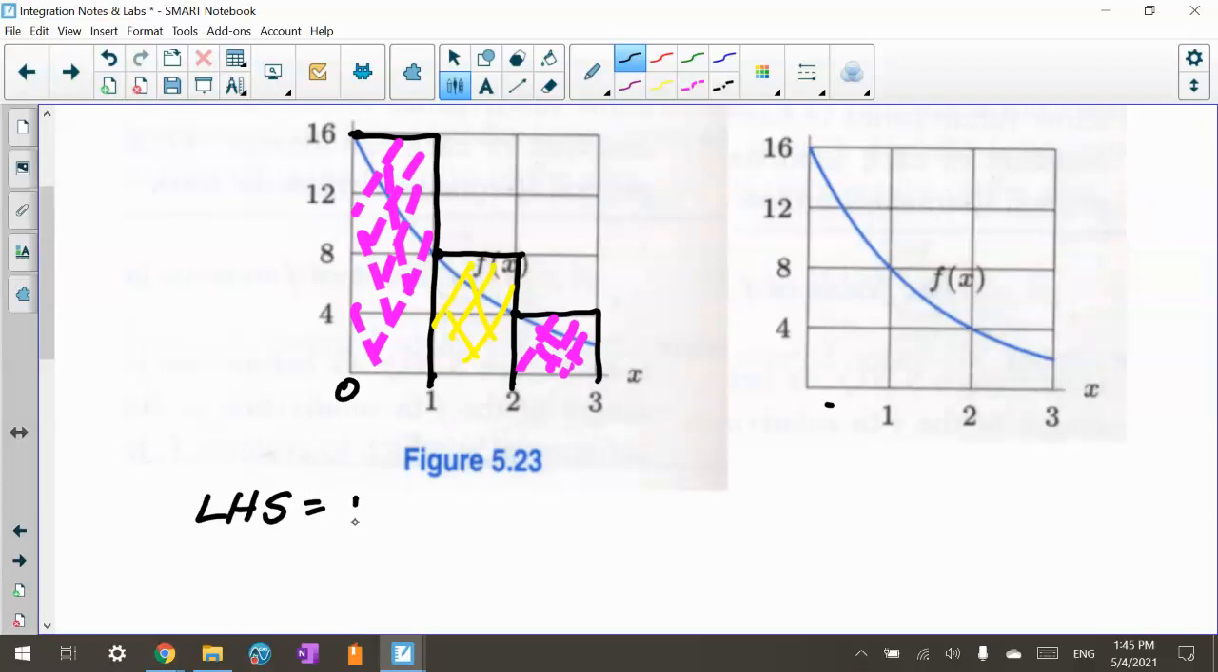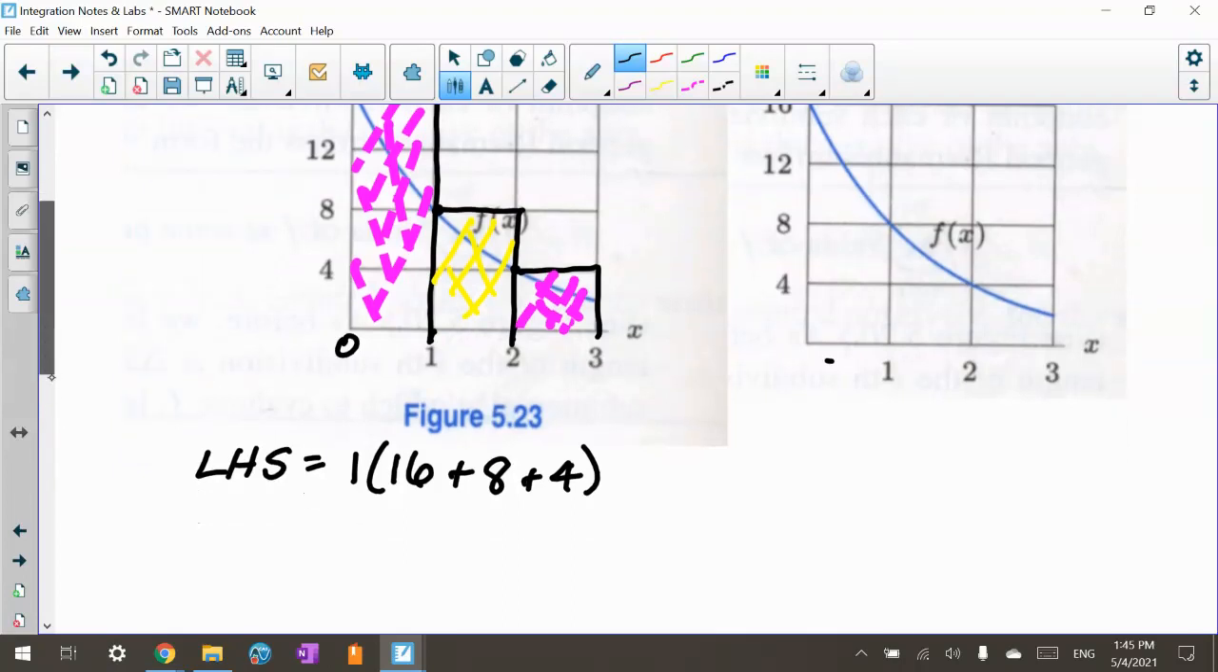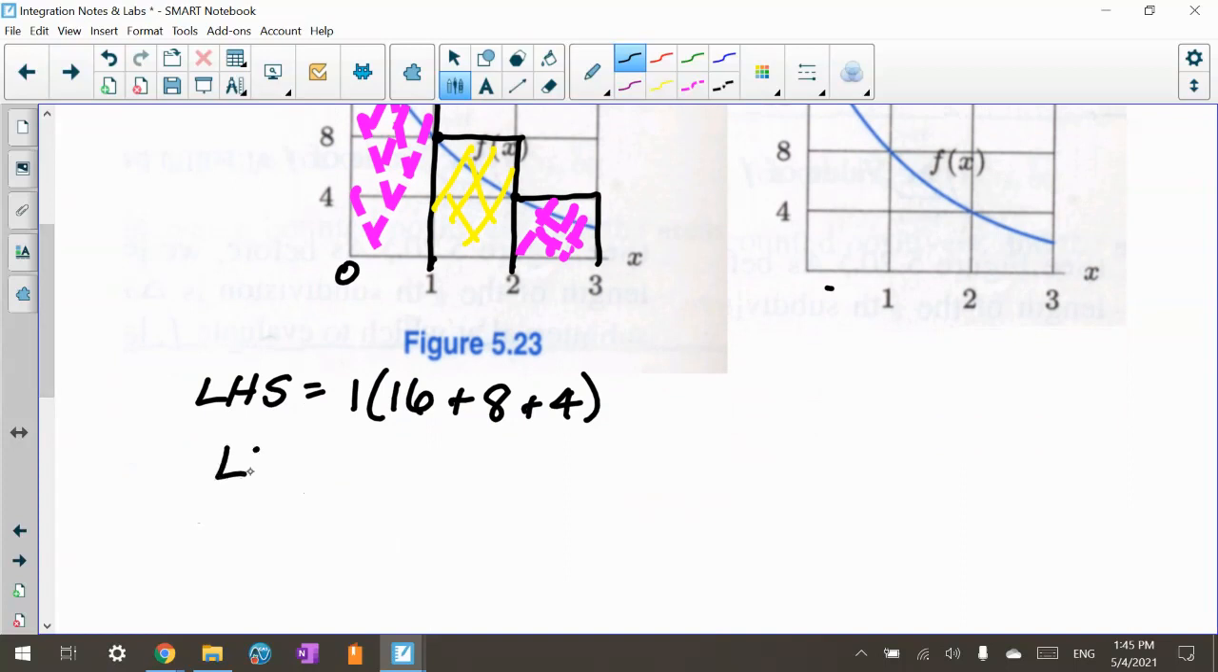So I'm going to say all my width is 1, and I'm going to do 16 plus 8 plus 4, which is the same as saying 1 times 16 plus 1 times 8 plus 1 times 4. It's the same thing. It's just a quicker way of writing it. So when I get my left-hand sum here, equals 28. So that's my left-hand sum. I think the area under the curve is 28.